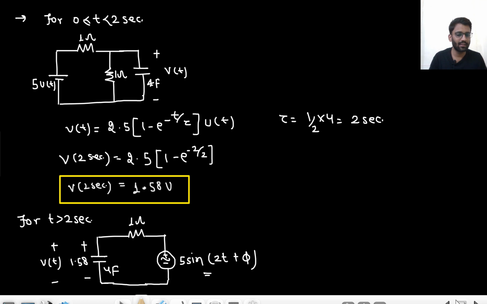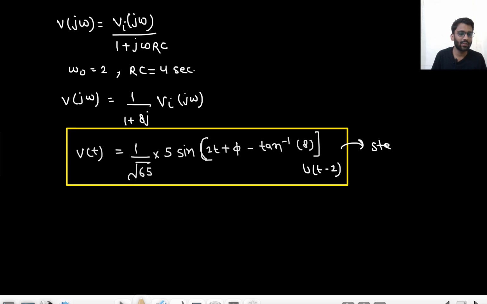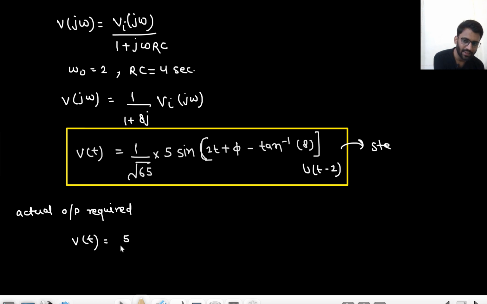Now what the user requires, the user is saying that my Vt should have a transient component of maximum amplitude of 0.5 volt. That means I need a transient response of 0.5 volt. Okay, so what actual output do I need? Actual output required. What should be the actual output? That is, this component will come there, that's for sure.